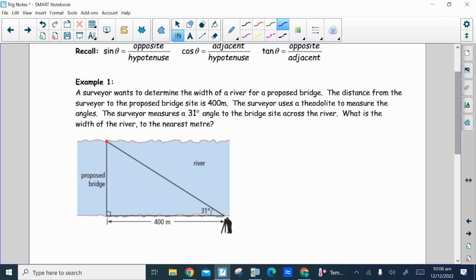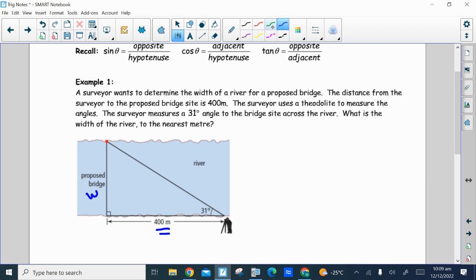In this case, a surveyor wants to determine the width of the river for a proposed bridge. The distance from the surveyor to the proposed bridge site is 400 meters. So that's that number right there. So you see he's walked 400 meters away from where the bridge will start. He uses this device called a theodolite to measure the angles. And he finds that the angle from where he is to the other side of the river is 31 degrees. What is the width of the river? So we want to find out what the width of the river is, which let's say is W for width. So this is an example of where a surveyor might use trigonometry to solve a problem.